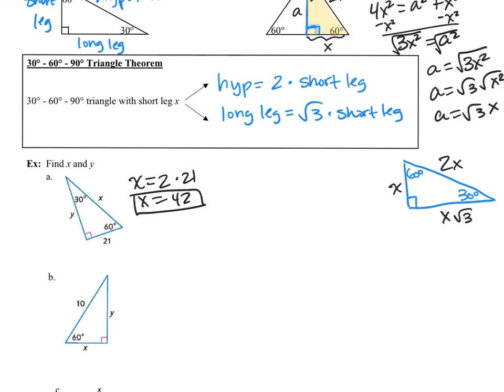And now let's find the long leg. Well, the long leg is right here. It's opposite the 60-degree angle. Our theorem tells us that the long leg is the square root of 3 times the short leg.